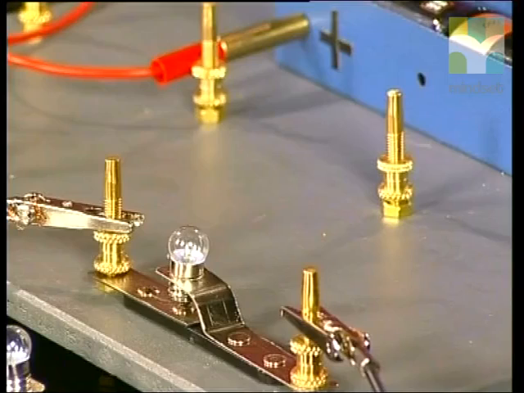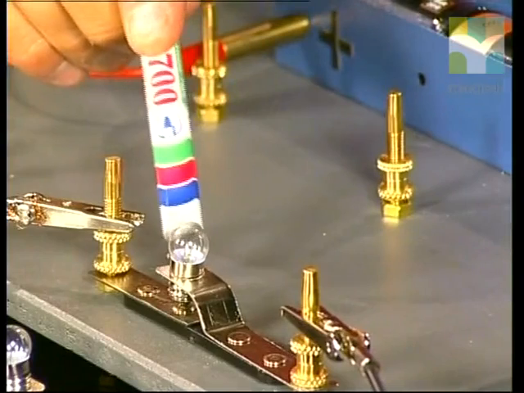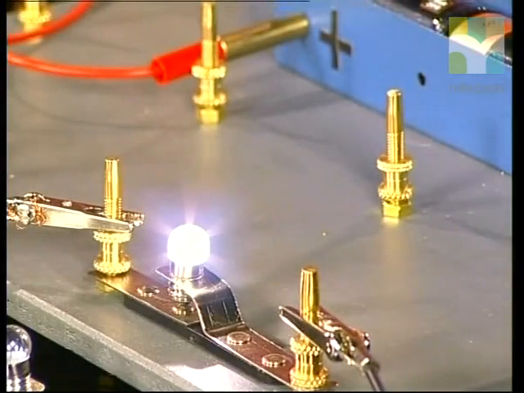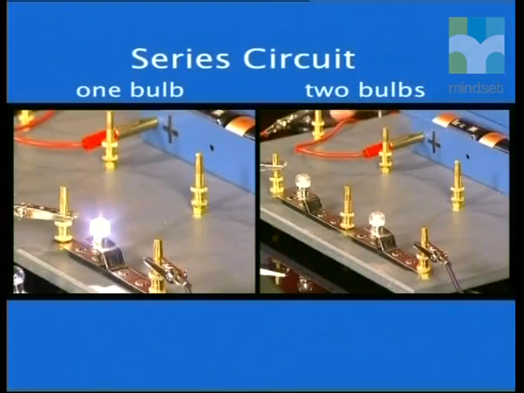Now let's join Bruce as he investigates what happens to the brightness of light bulbs as we add more in a circuit. We will start with just one light bulb in series, and I will close the switch and observe how brightly it shines. Let's compare this circuit with another circuit which has two identical light bulbs connected in series. Can you see that the single light bulb is glowing brighter than the two light bulbs in series?